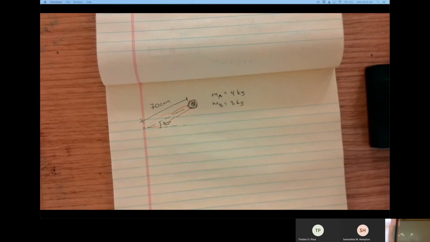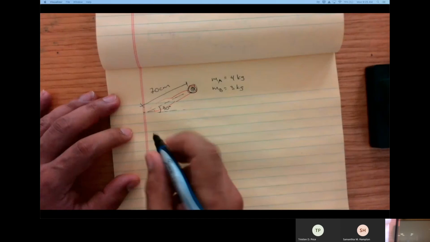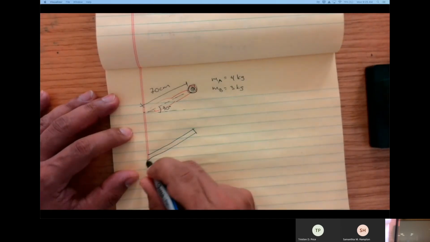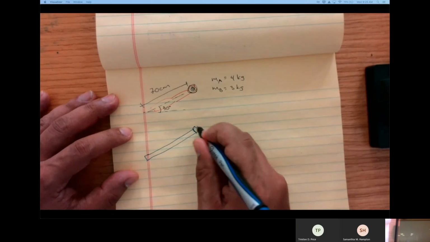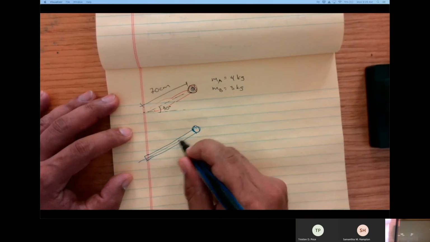Okay, so I'm going to try to do it. There are two ways that you can do it. One is using the moment arm, and the other one is using the perpendicular force. I'm going to use the moment arm for the ball, and I'm going to use the perpendicular force for the arm. First thing, I'm going to simplify the model. It's just going to look like this, and this angle is going to be 30 degrees.